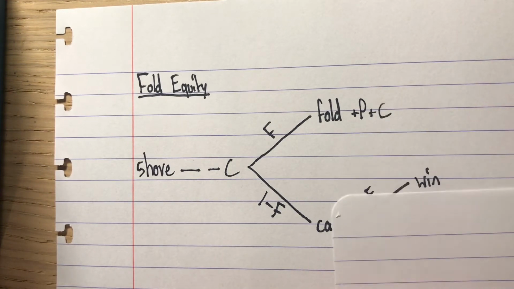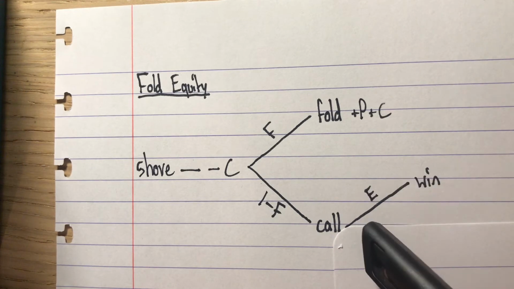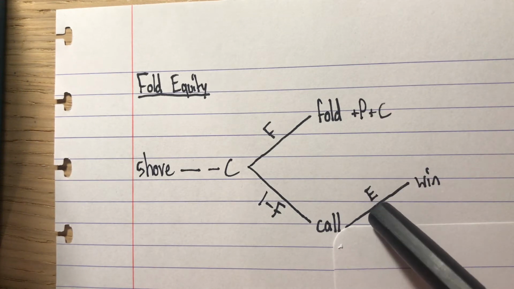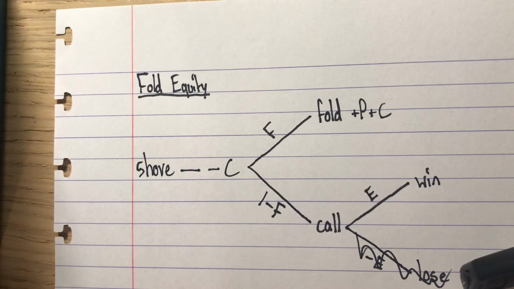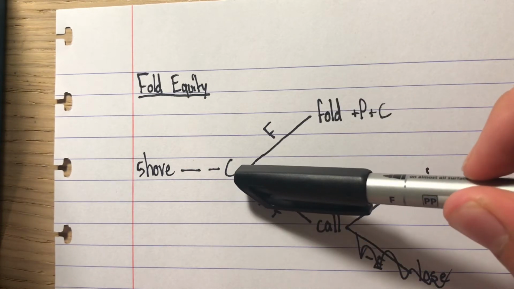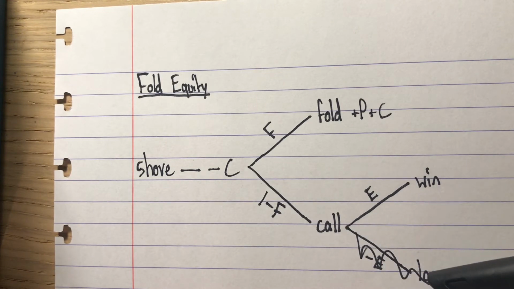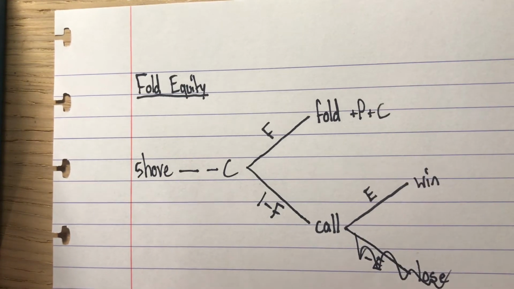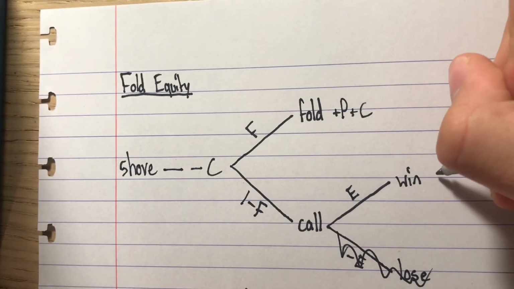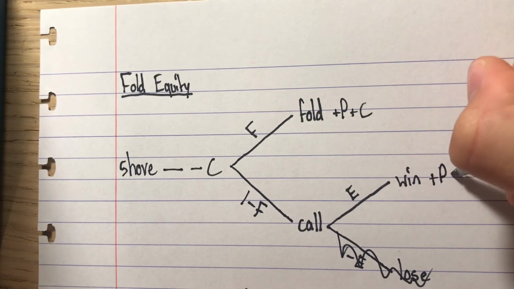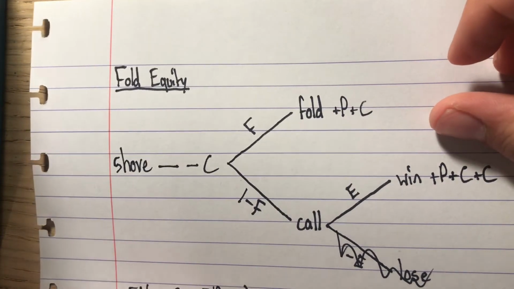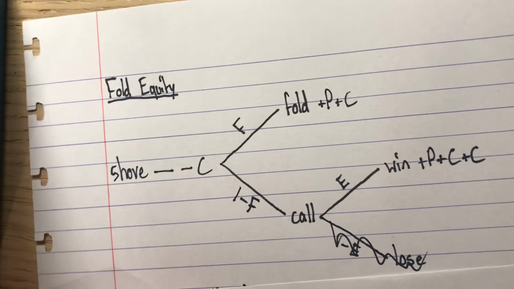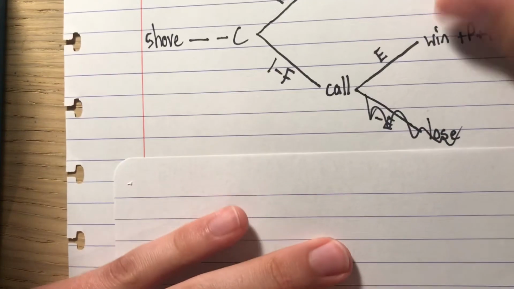If he calls, however, there are two scenarios. Either we win at a probability of E, or we lose at a probability of 1 minus E. You'll see I scribbled this out because when we lose, the only thing we're losing is this negative C, so we don't need to keep track of this branch anymore. We only need to keep track of this branch. In this case, we would win the pot plus our dead money plus this extra money, which our opponent called.